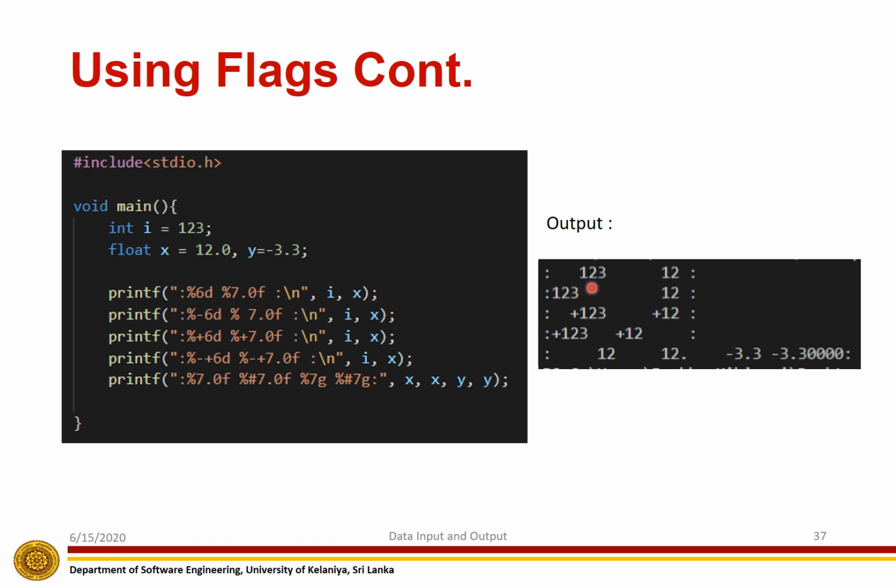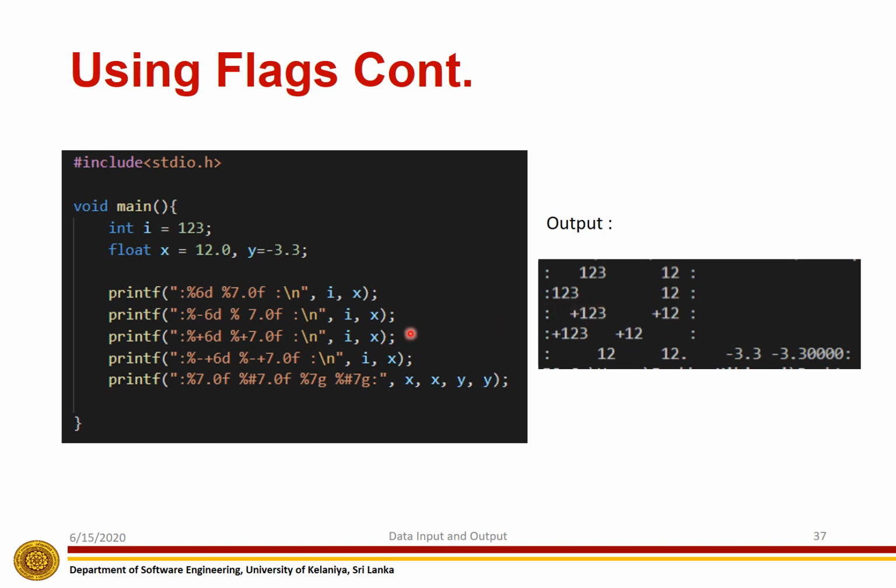It shows how the integers and the floating point numbers appear without any flags. Each number is right justified within the respective field. And in the second line it shows the same numbers using the same conversion, with the minus flag included within the character group. Note that the numbers are now left justified within their respective field.